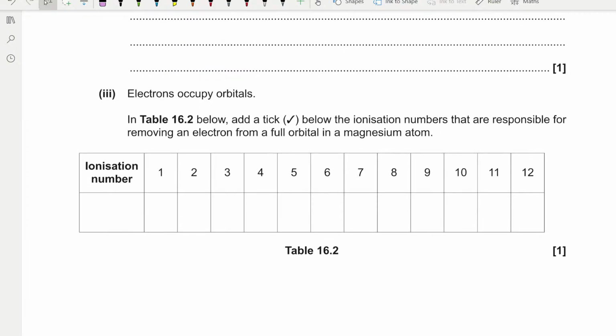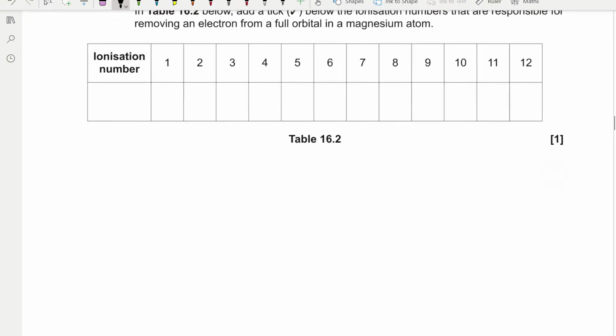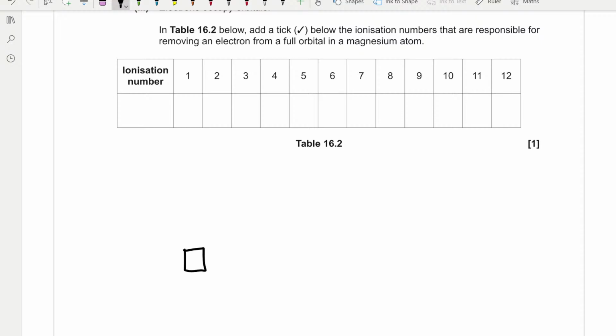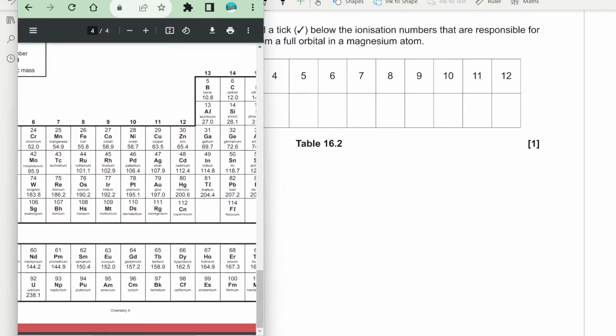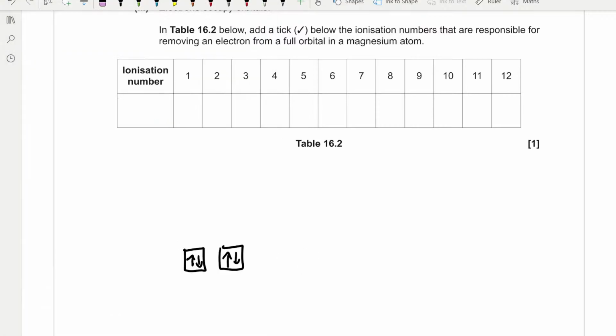Part III, electrons occupy orbitals. In table 16.2 below, add a tick below the ionization numbers that are responsible for removing an electron from a full orbital in a magnesium atom. So I always just find it helpful to draw out the orbitals using this arrow model. So that's our first orbital. We can use the periodic table to help us do this. Second 2s orbital. Higher energy. Sorry, terrible drawing.